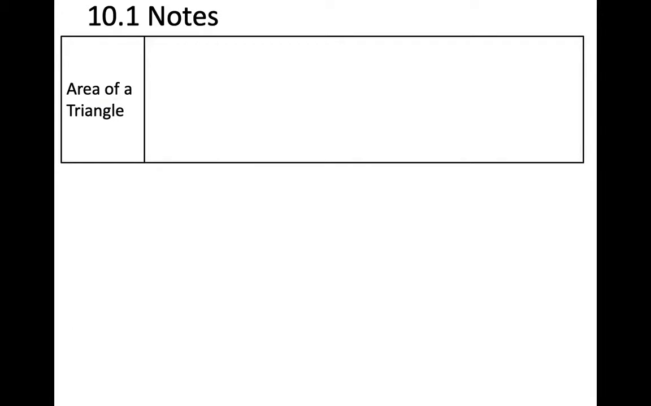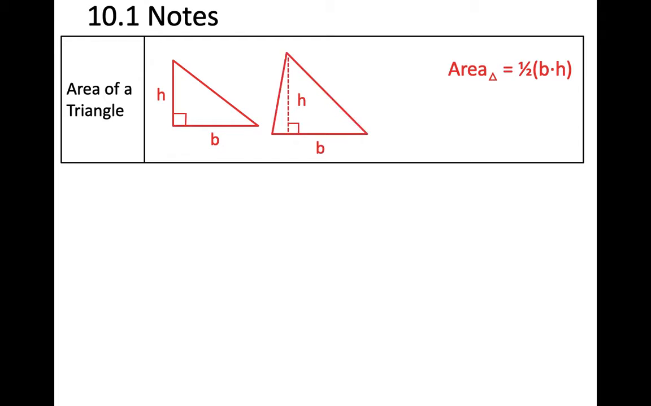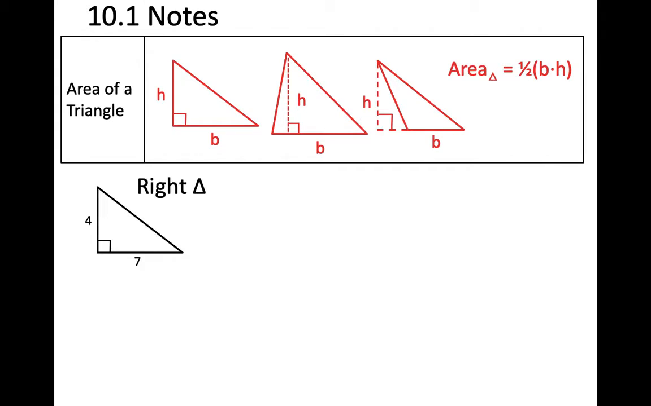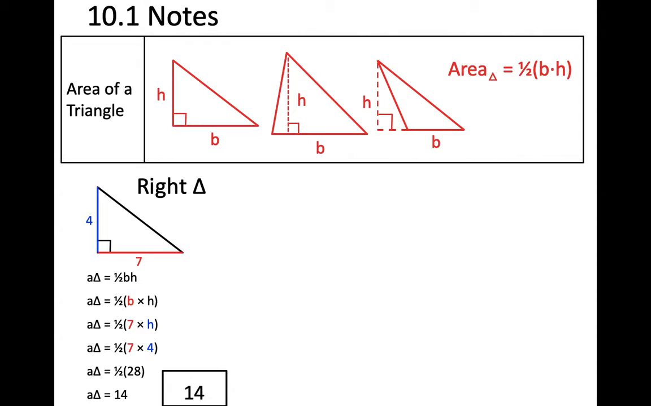Alright, so let's do our notes. The area of a triangle is 1/2 base times height. And for a triangle, if it's a right triangle, the height is actually one of the sides of the triangle. If it's an acute triangle, then the height is inside the triangle. And if it's an obtuse triangle, then the height is actually outside the triangle. So let's do an example of each. In this right triangle here, my base is 7 and my height is 4. So if I multiply those out, I get half of 28. The area of this right triangle is 14.